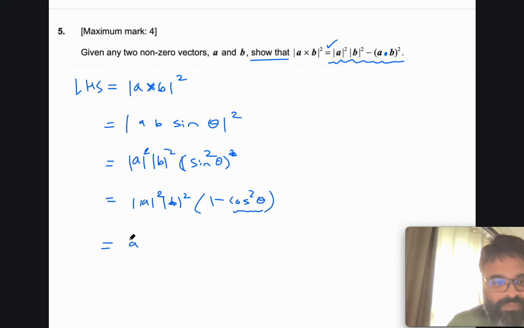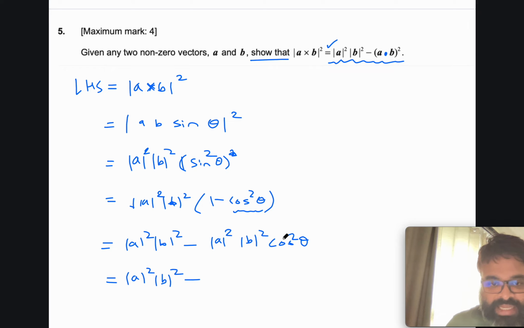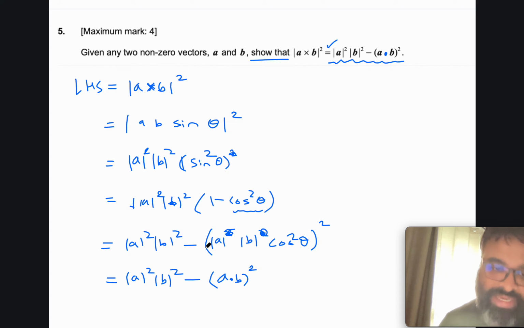So you get magnitude a square, magnitude of b square, minus magnitude a square, magnitude of b square, cos square theta. I simply multiplied this to this bracket. So I get absolute value of a square, absolute value of b square, minus, and I can simply write this as the bracket square. So it is a dot b the whole square, because magnitude of a, magnitude of b, and cos theta is nothing but the dot product, and that is exactly what the right hand side is, and you say hence proved. So we have derived this.